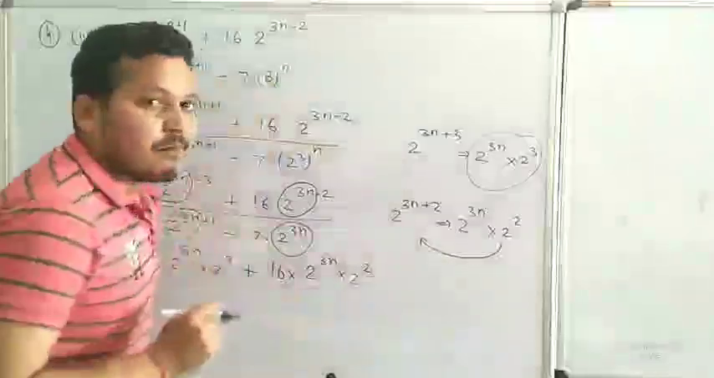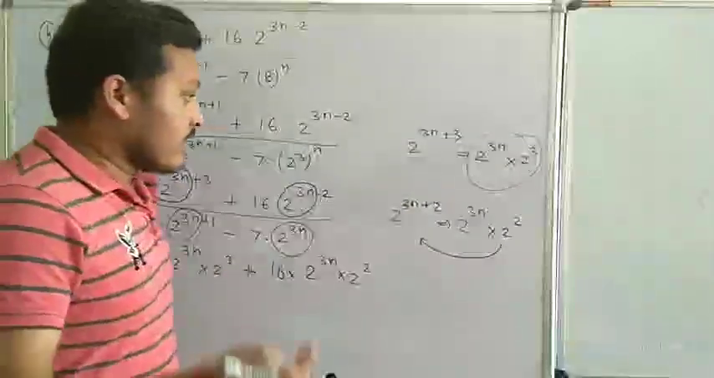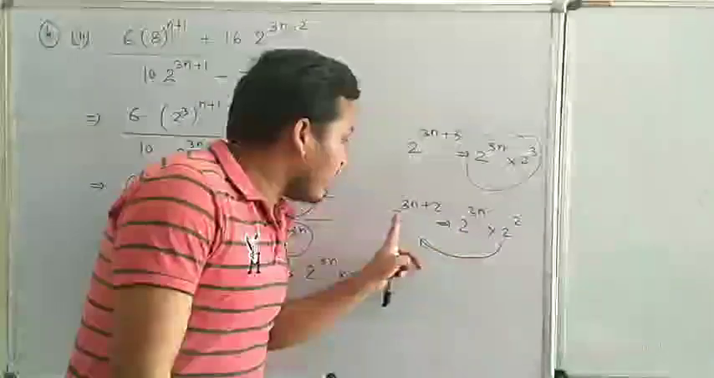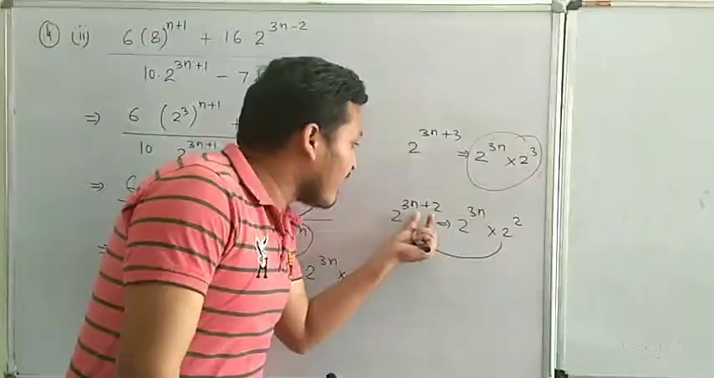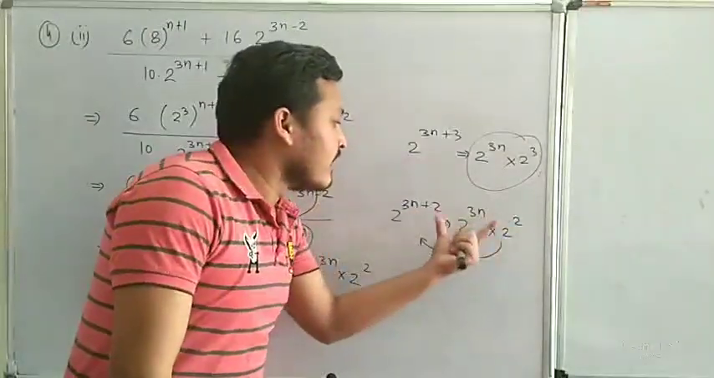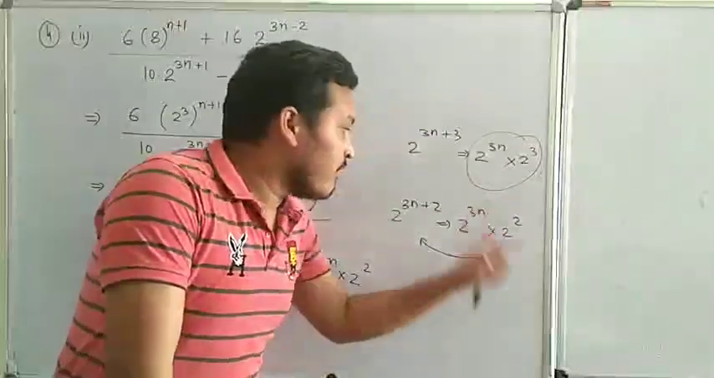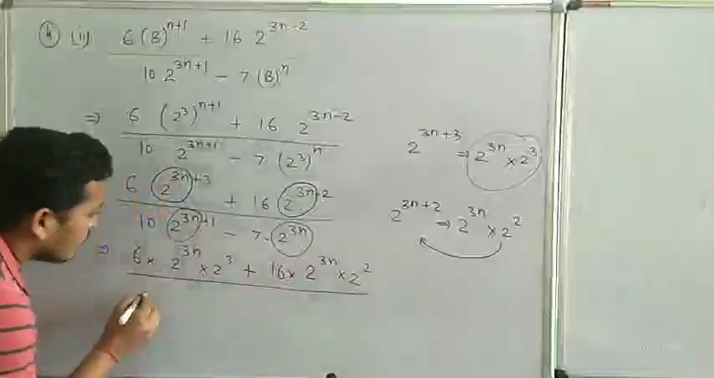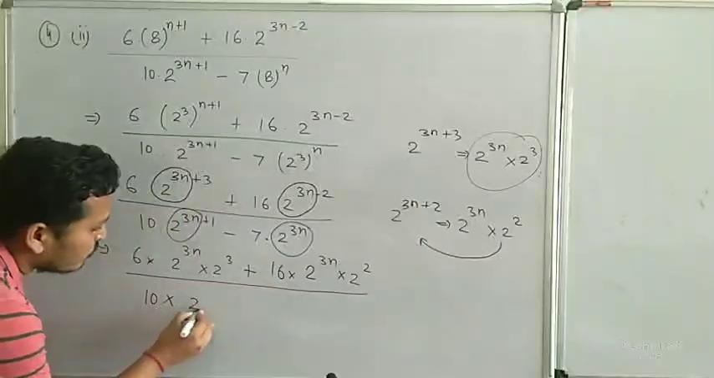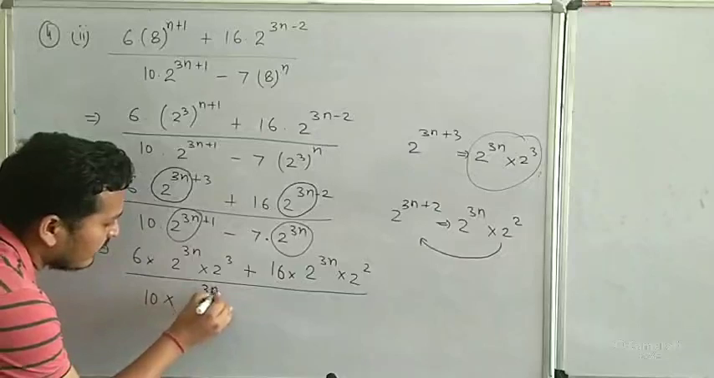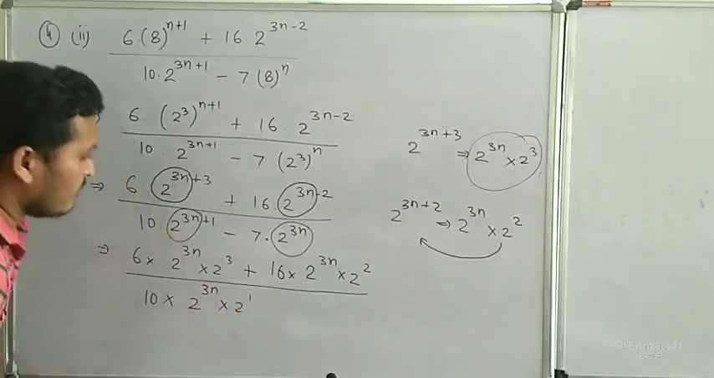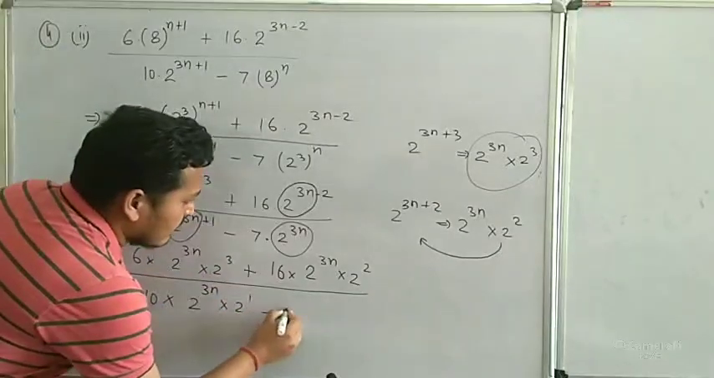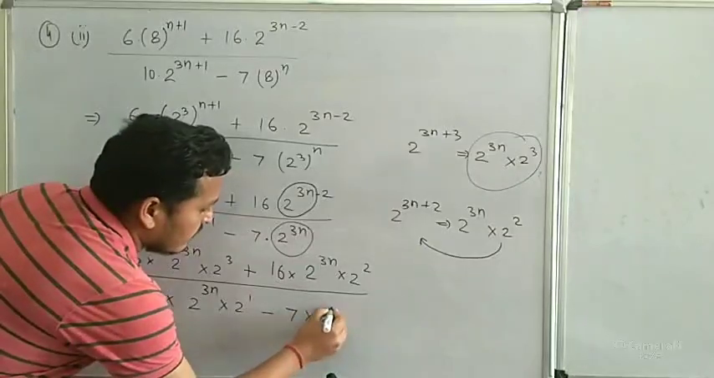So we are doing the opposite law, meaning when the base number is 2 and the powers are adding, we can expand it in the form of the same base but with different powers. Similarly we can do it in the denominator. So then it is 10 multiplied by 2. This 2 also we can write as 2 to the power n, because plus is coming here. Now minus 7 into 2 to the power 3n.